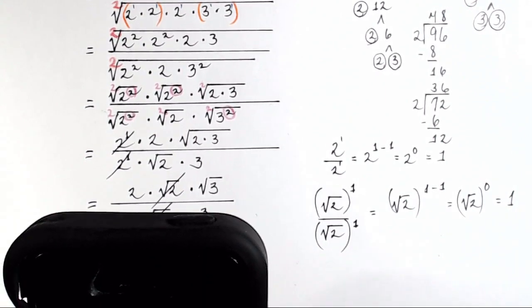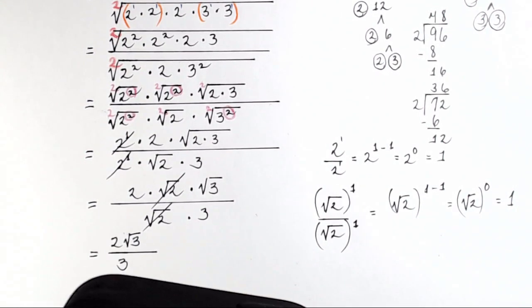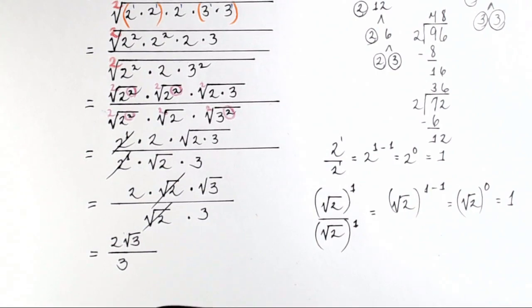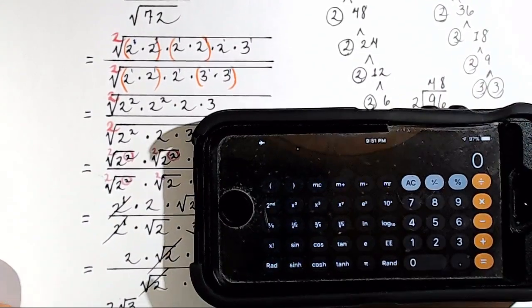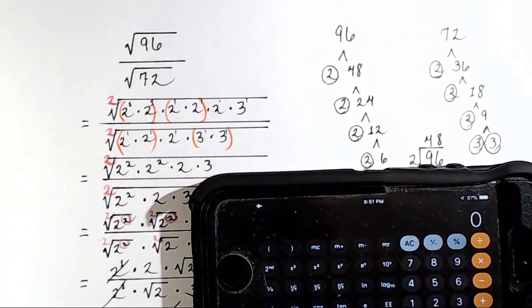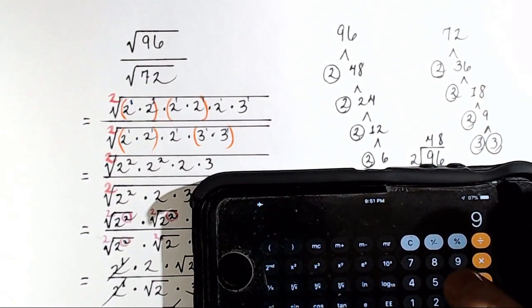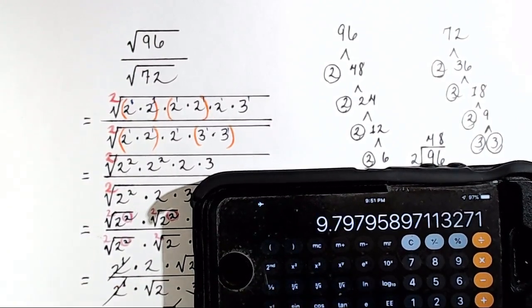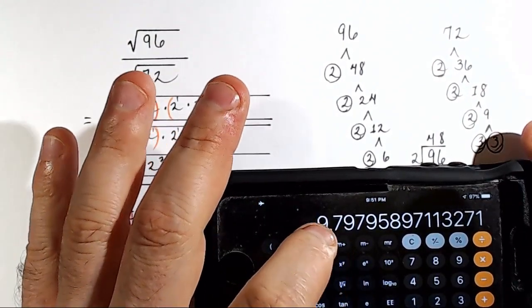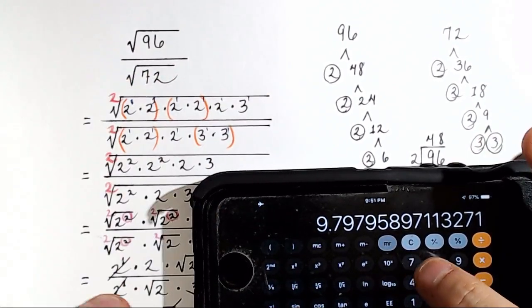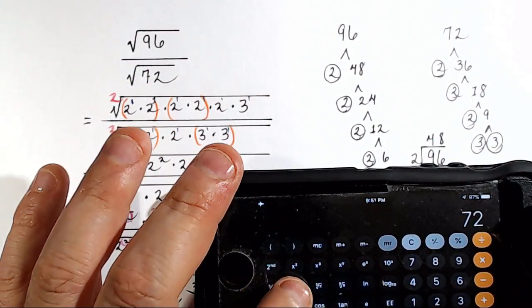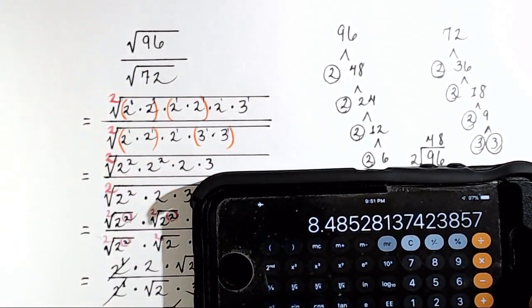I wonder if I can show it on my phone, just so you can see how it comes together here. So we do it this way. First, let's take the square root of 96. So 96 square root, okay, and we'll store that into memory. And then I'll take 72 square root, okay, and that's 8.48.